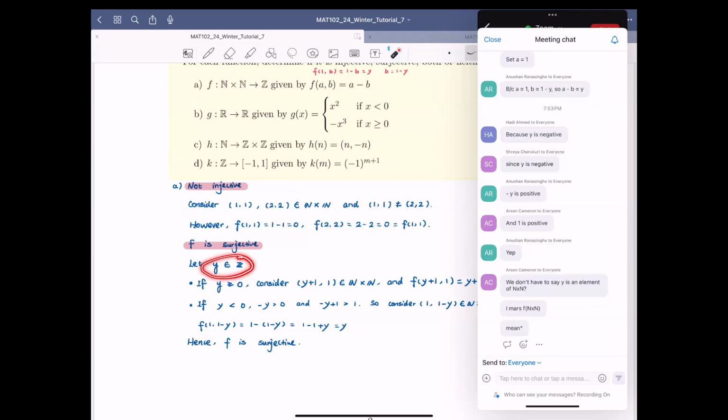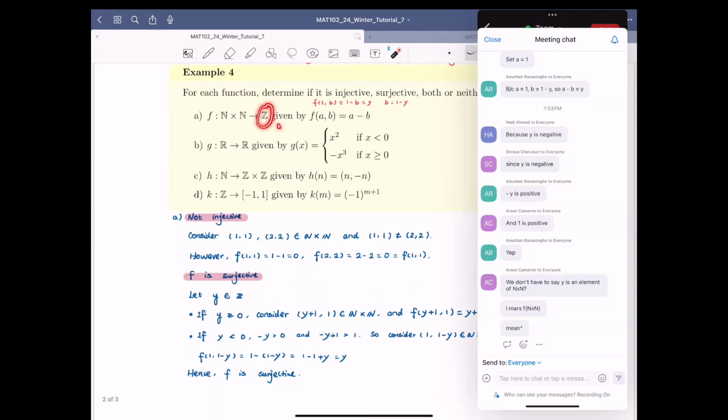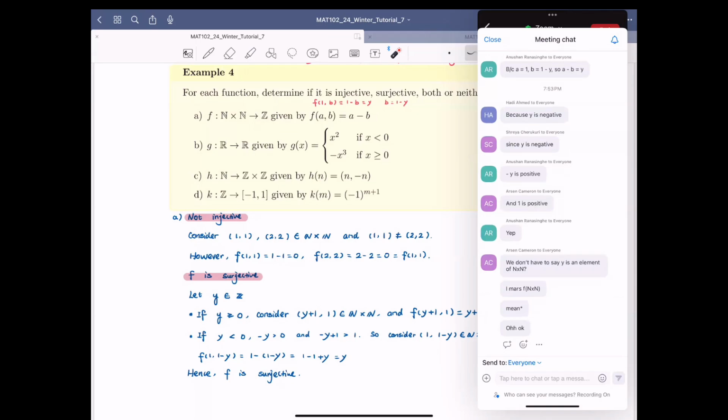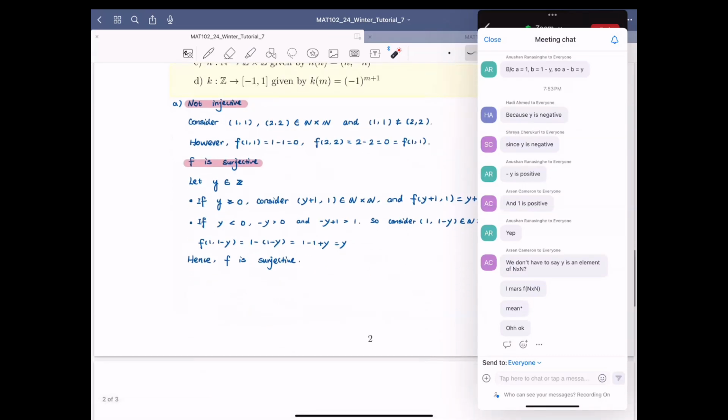So y is coming from the codomain, which is this. This is where y is coming from, and this is where your AB is coming from. And once you put all of those in, it will give you an integer instead of natural. Any other question before we move on to part B?